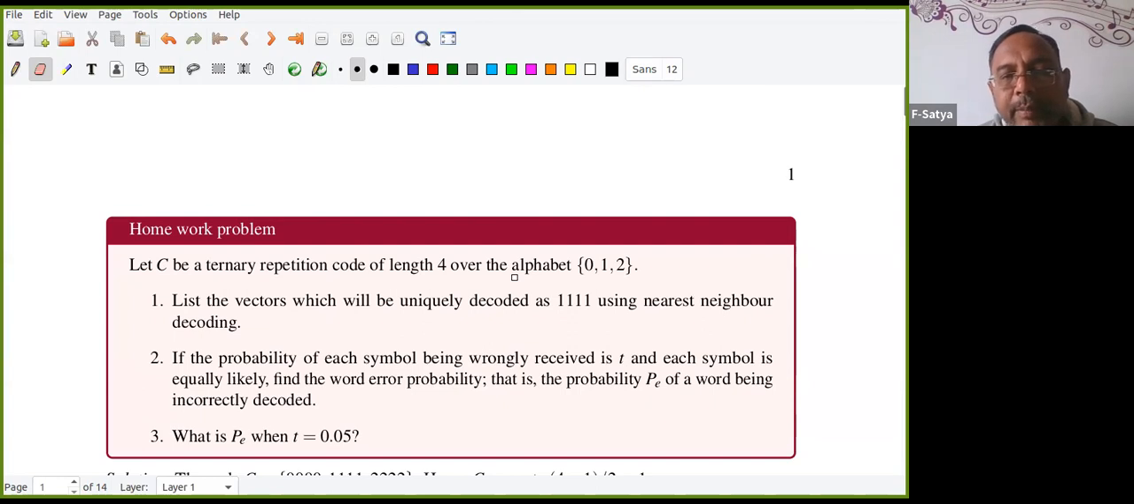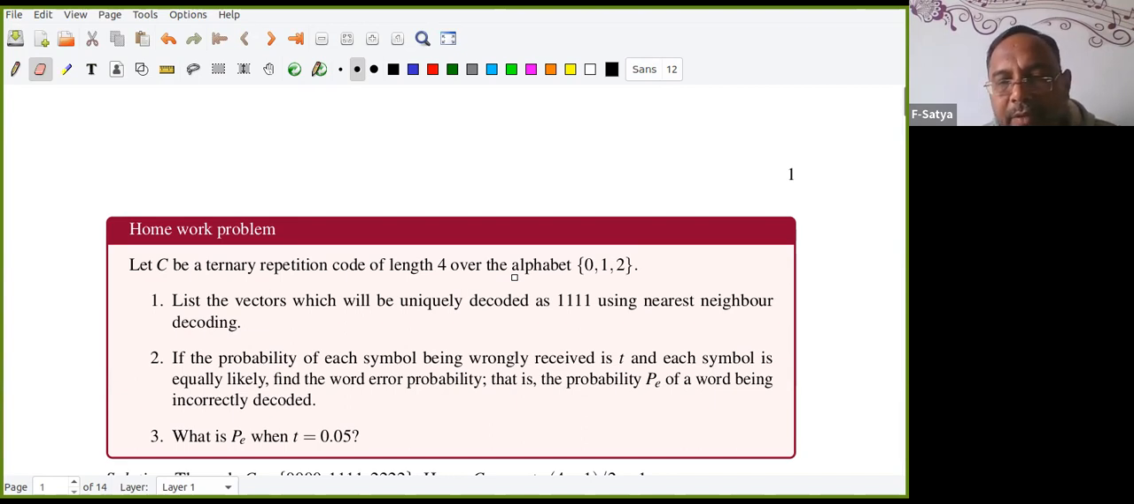Let's see a ternary repetition code, of length 4 over the alphabet 0, 1, 2. The question is: list the vectors which are uniquely decoded as 1111 using the nearest neighbor decoding. I added one more thing here.